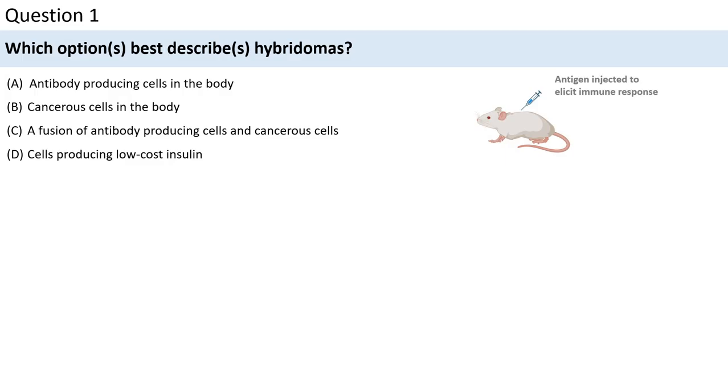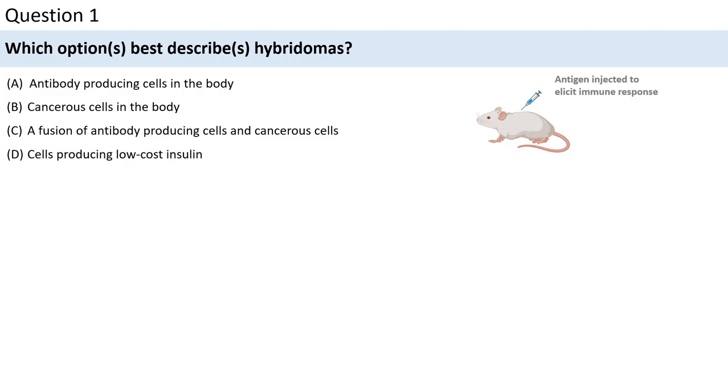So hybridoma technology was designed in such a way that these B cells are modified so that the lifespan of the cell can be very long as well, and then it can produce the antibody of interest that can target the specified foreign particle.